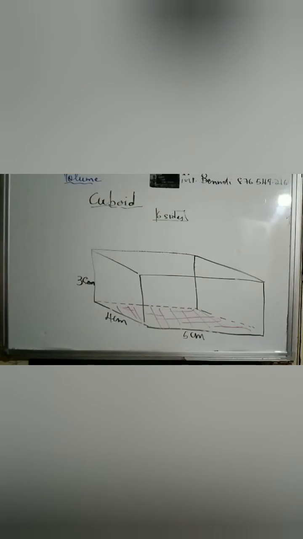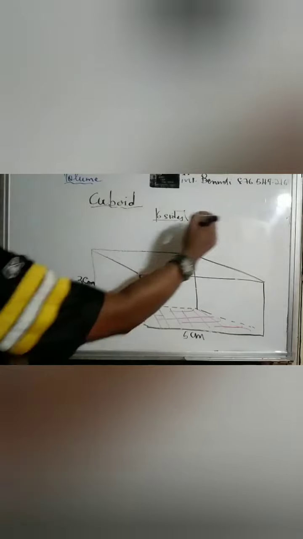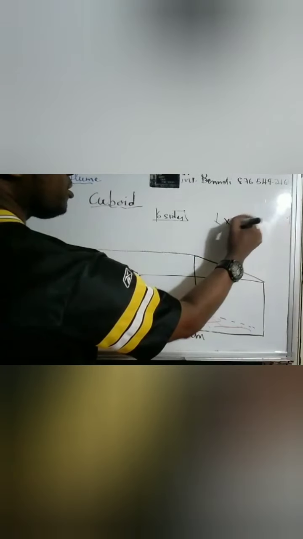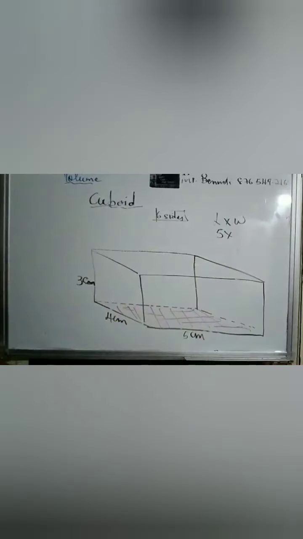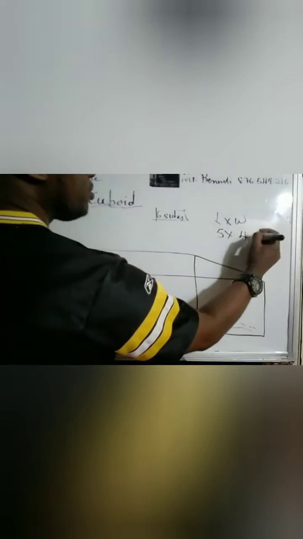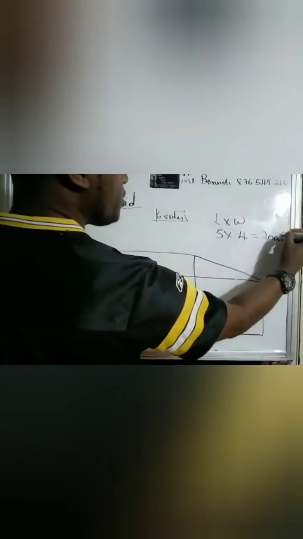Alright. So what will be the length of the rectangle? 5, right? So we know it's length times width, so the length is 5. What is the width? 4, thank you. So that's 5 times 4 is 20 centimeters squared.